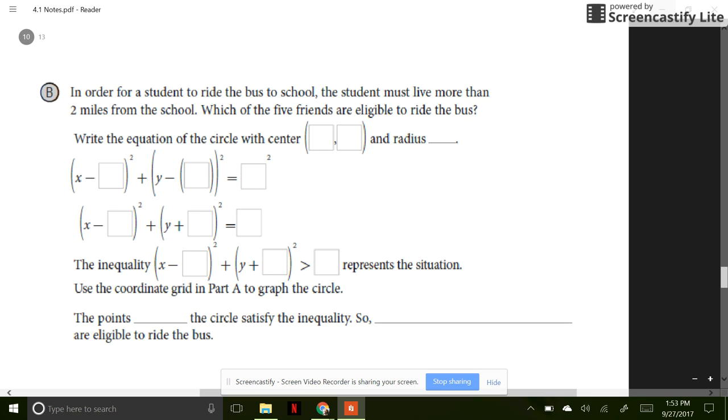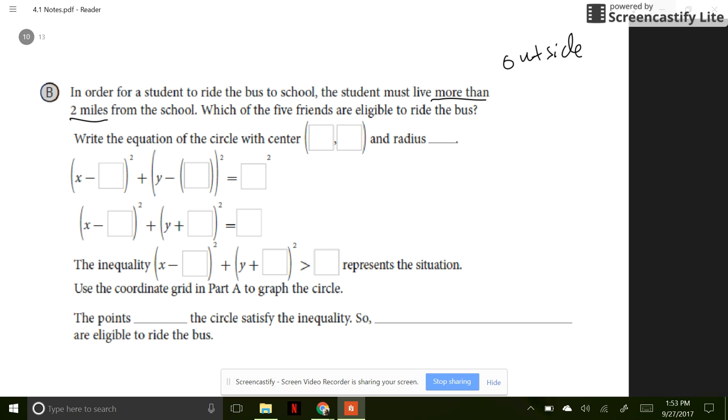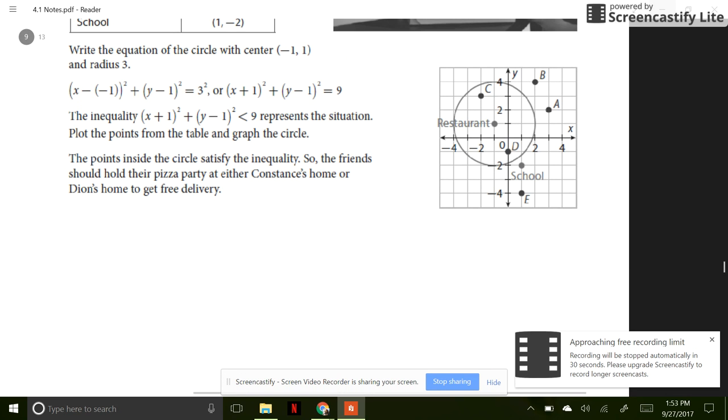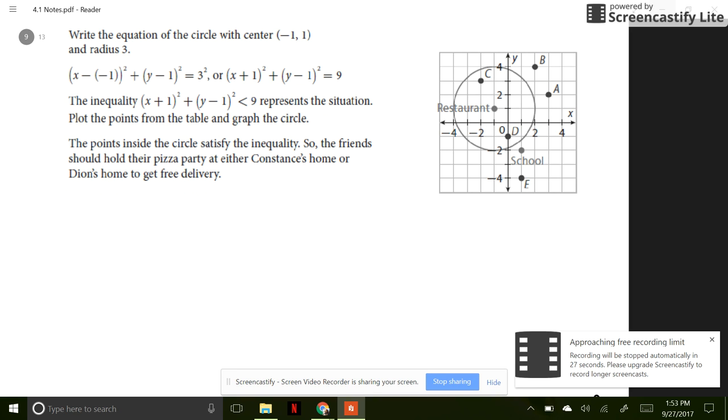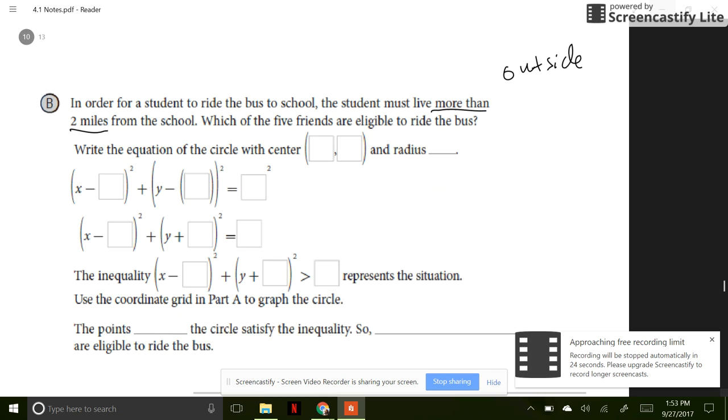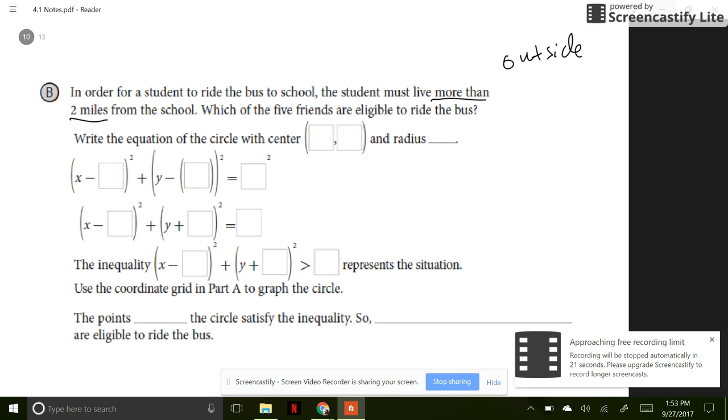So then for this one, we're using the same picture as before, but in order for a student to ride the bus to school, the student must live more than 2 miles from the school. So this time we're going to be looking outside of our circle. So which of the 5 friends are eligible to ride? So we look for where's the school. Well, the school is going to be at 1, negative 2, and that's where we're going to start here as we can finish up this problem next time.